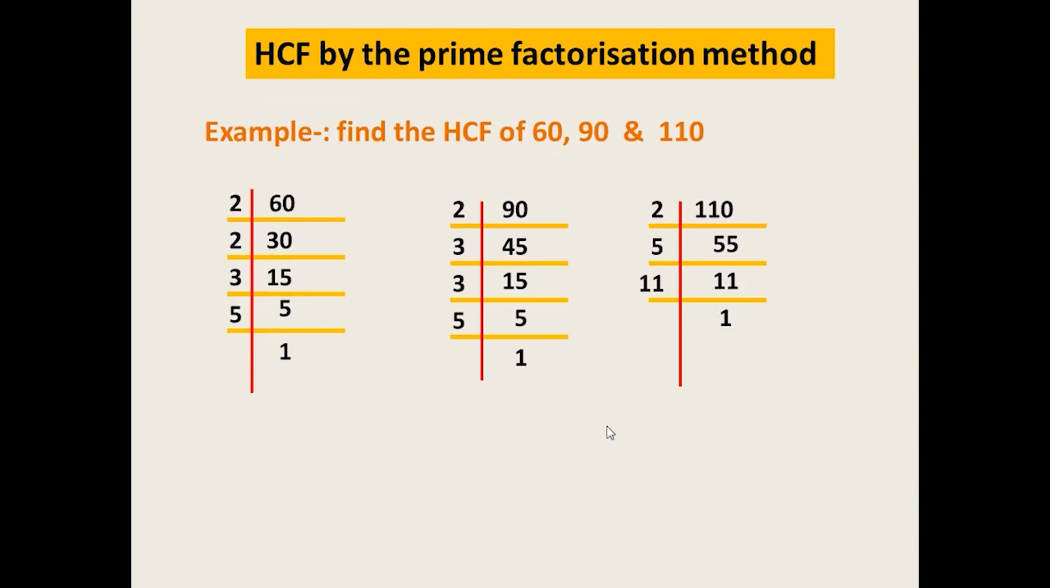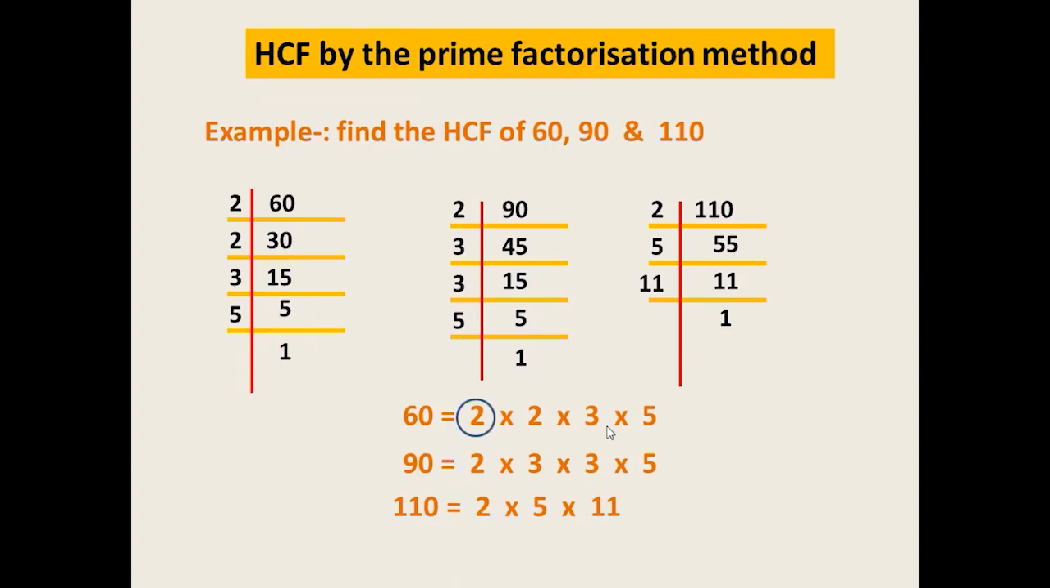Now write the prime factorization of each number. So prime factorization of 60 is 2 into 2 into 3 into 5. Now the prime factorization of 90 is 2 into 3 into 3 into 5. Now the prime factorization of 110 is 2 into 5 into 11. Now circle the common factors. So here common factors are 2 and 5.